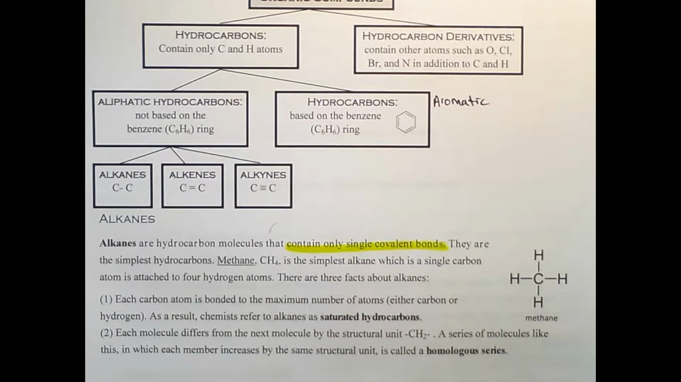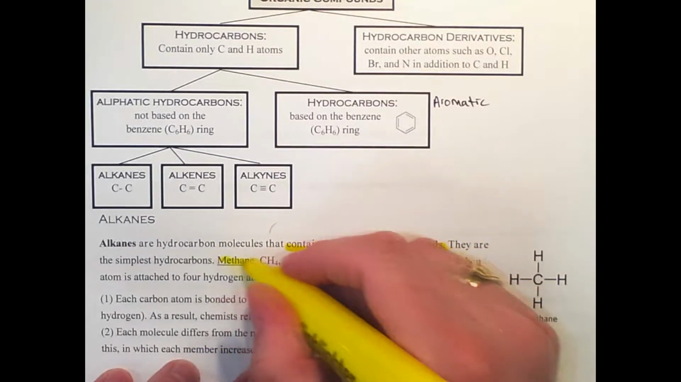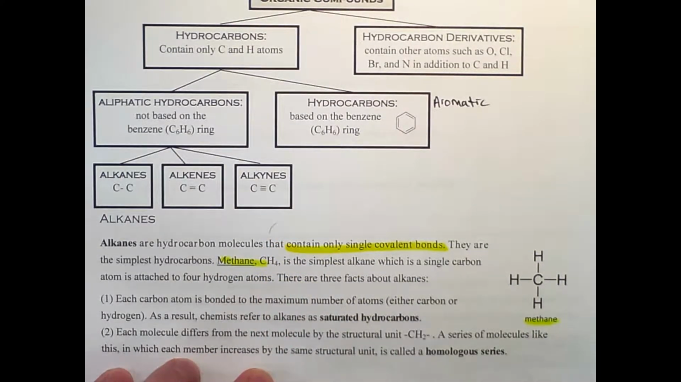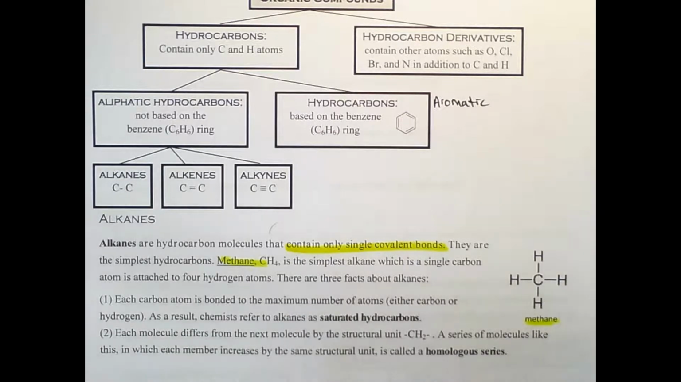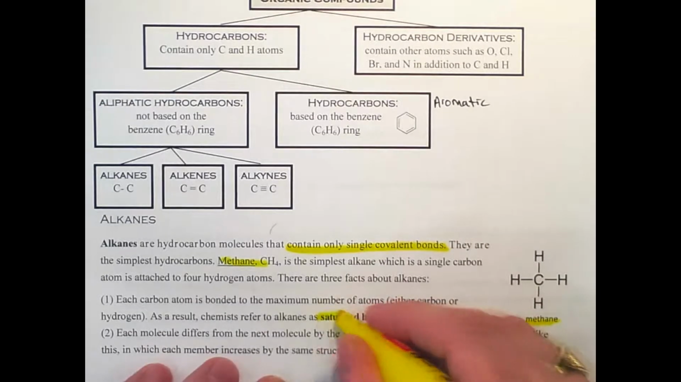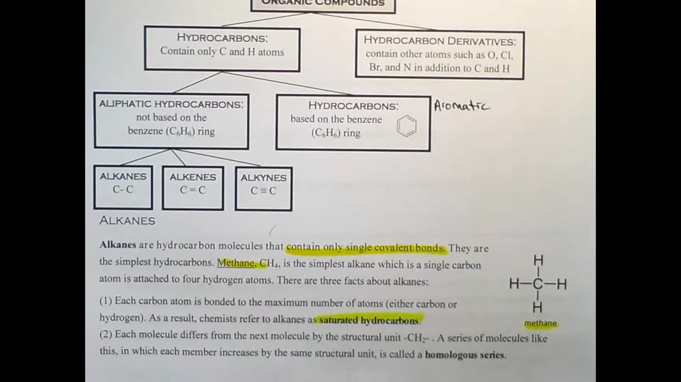The simplest one would be one carbon and four hydrogens bonded. So this molecule here, methane. You can't have less carbon than that, so that would be the simplest alkane molecule possible. Because there are no double bonds and carbon has the maximum number of atoms bonded to it, which is 4, we say that this is a saturated hydrocarbon.